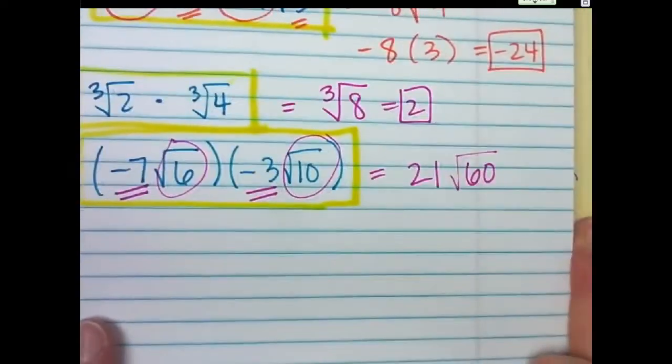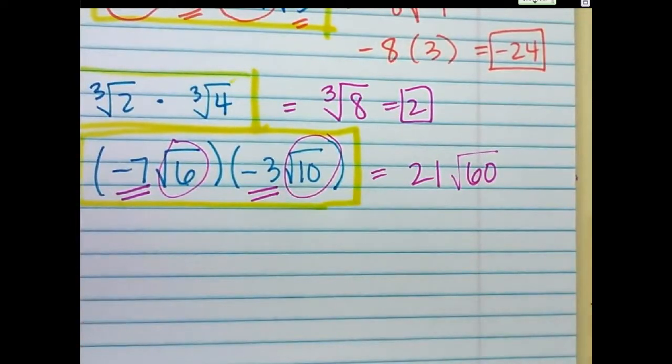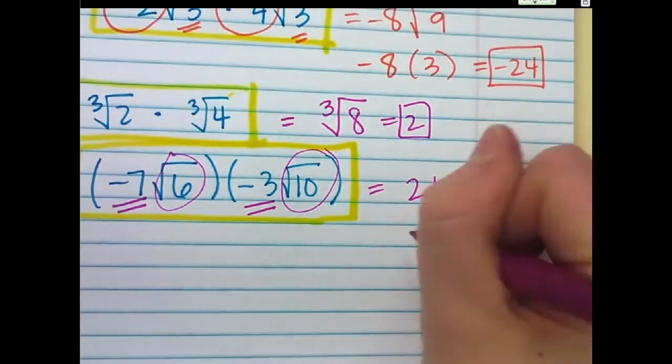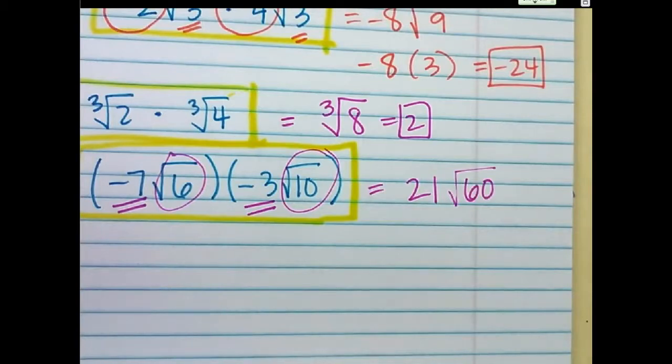And then I need to simplify that 60. Make your T-chart. 1 and 60, 2 and 30, 3 and 20, 4 and, anyone know? 15. 5 and 12, 6 and 10. Yes, so I want 4 and 15. We don't stop at 4 and 15. You can. You can stop there.